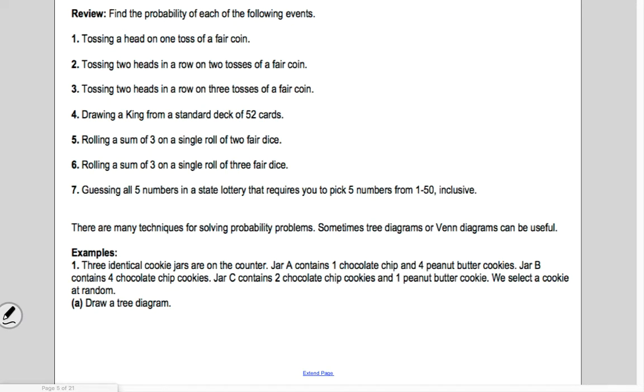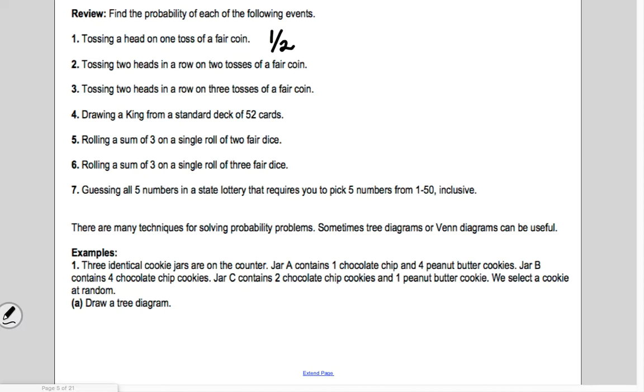Okay, so let's go into some probability. I know, it's never ending. So find the probability of each of the following events. So tossing a head on one toss of a fair coin. What's the probability of getting heads? Yeah, 50-50, half, right? Tossing 2 heads in a row on 2 tosses of a fair coin.